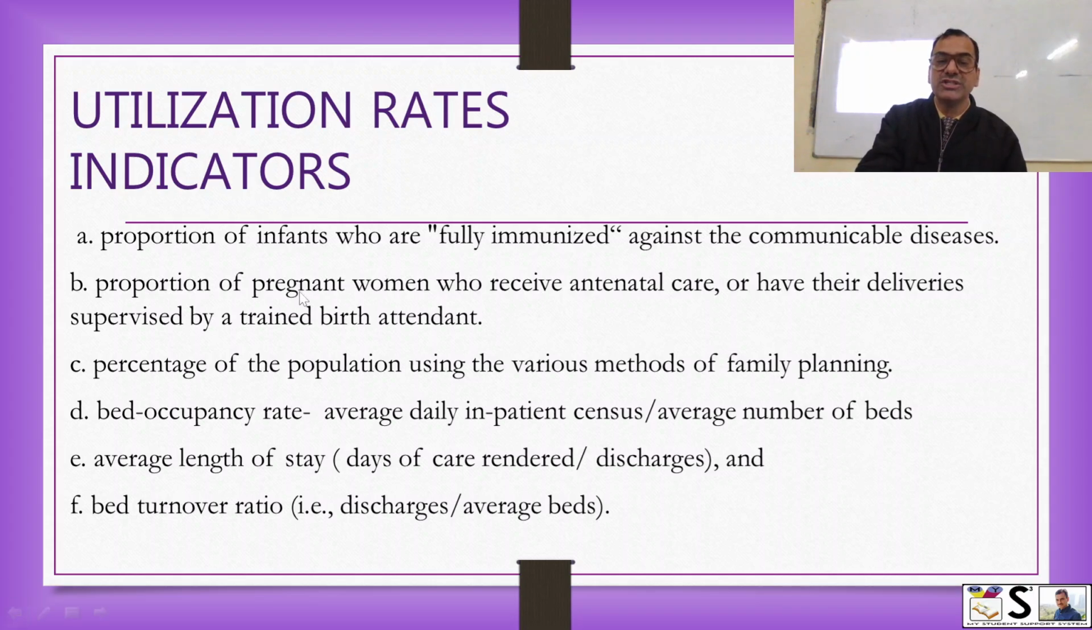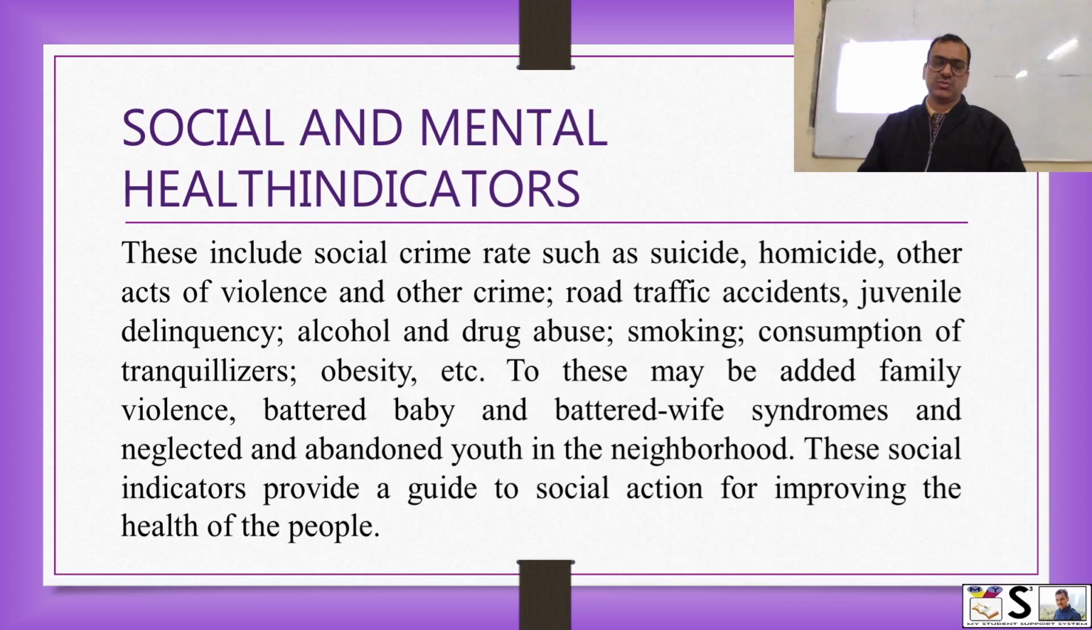Then the percentage of population using the various family planning methods, and the bed occupancy rate in the hospital. If beds are lying vacant, then two things may be there: either the community is fully healthy, or the community is not healthy but they are not aware of the facilities available in the hospitals. Okay. Then average length of stay in the hospital, bed turnover ratio means how many patients are admitted and how many are discharged after taking treatment. So these indicators are known as utilization indicators.